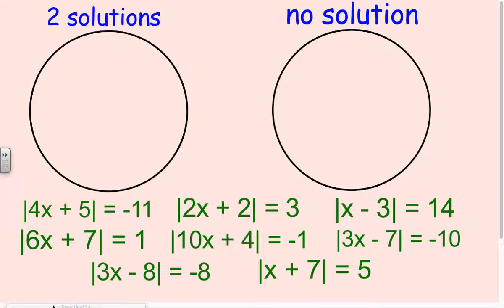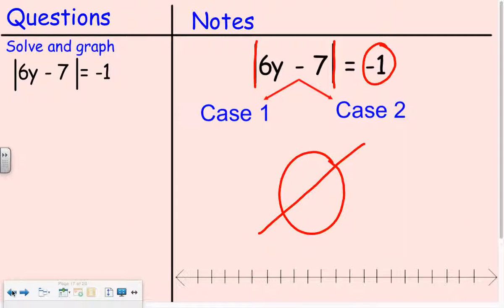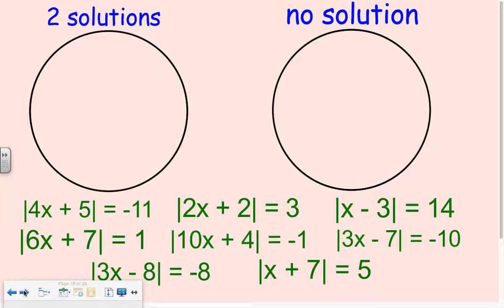All right. So now we are going to do a click and drag for 2 solutions or no solutions. Let's do the no solutions first, since we just did that on that last problem. Let's go back there for a second, and I'll make sure I write no solution here, so that makes sense. So what happened was, if the answer is negative, there's no solution. You can't have a negative absolute value.